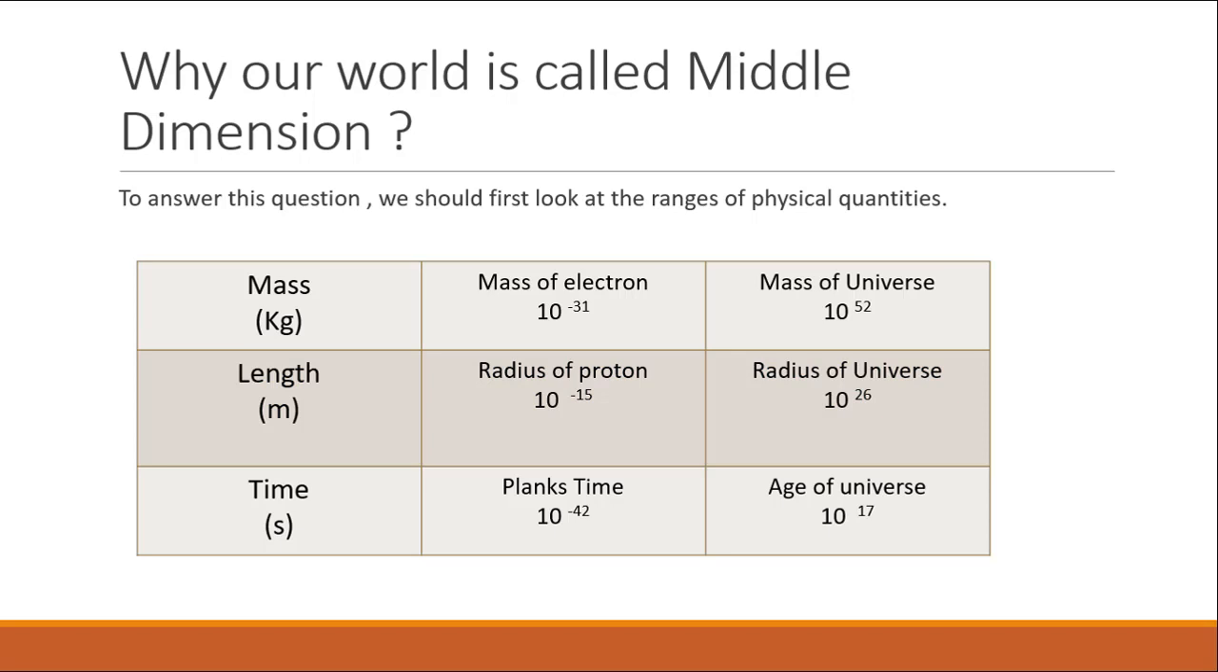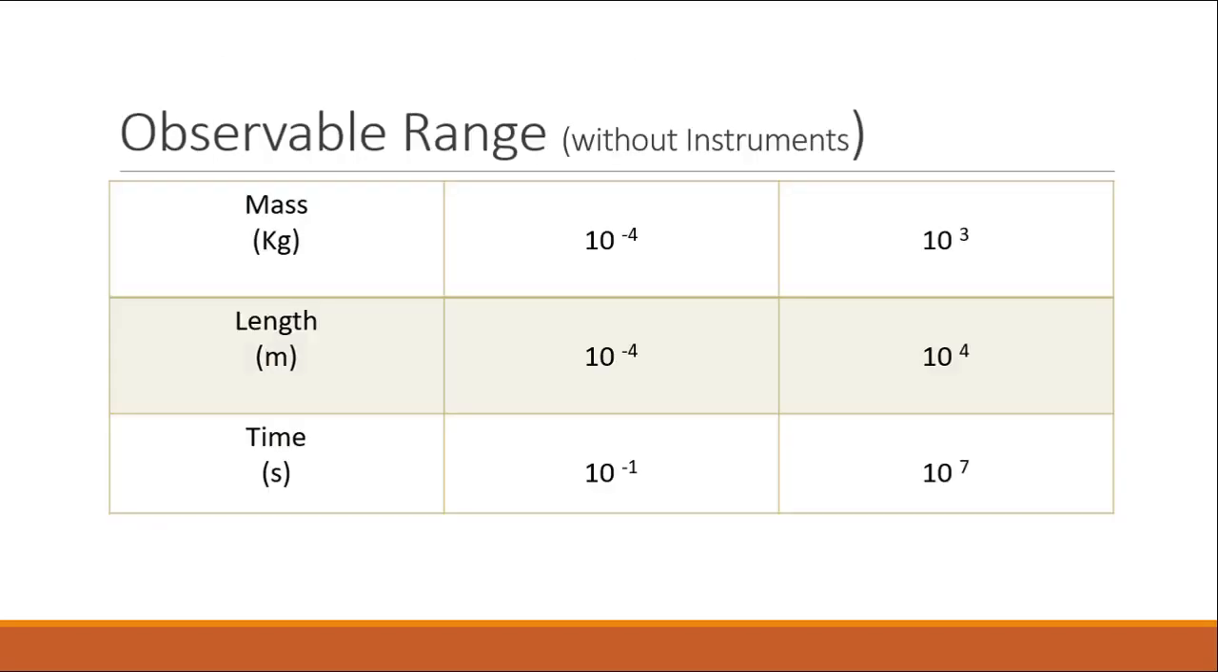The last is time. The smallest possible time in the universe is the Planck time. It is theoretically calculated and it is equal to 10 raised to power minus 42 seconds. And the upper limit on time is of course the age of the universe, which is 10 raised to power 17 seconds. Okay, so the next question is, what is the observable range?